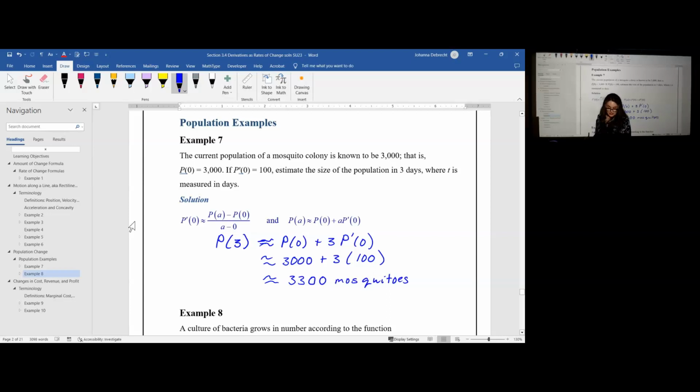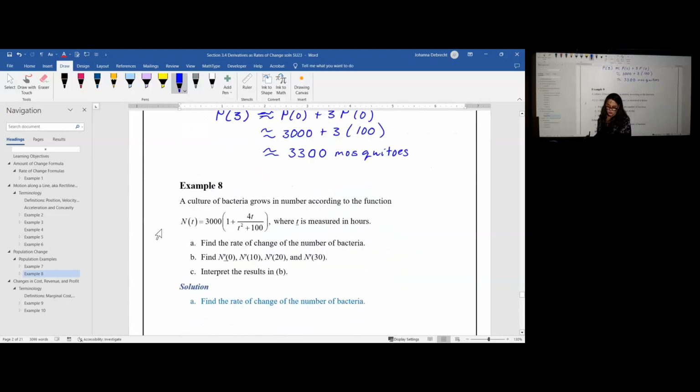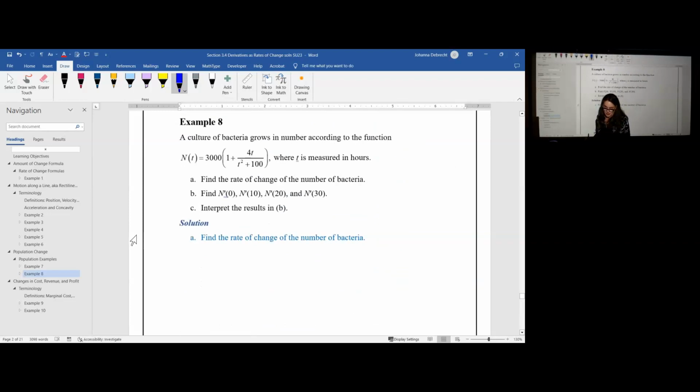Let's now look at an example that refers to bacteria. In this one, we're given a more complicated formula, and we're actually given the formula. We have 3,000 times the quantity 1 plus 4t, all divided by t squared plus 100. T is measured in hours.